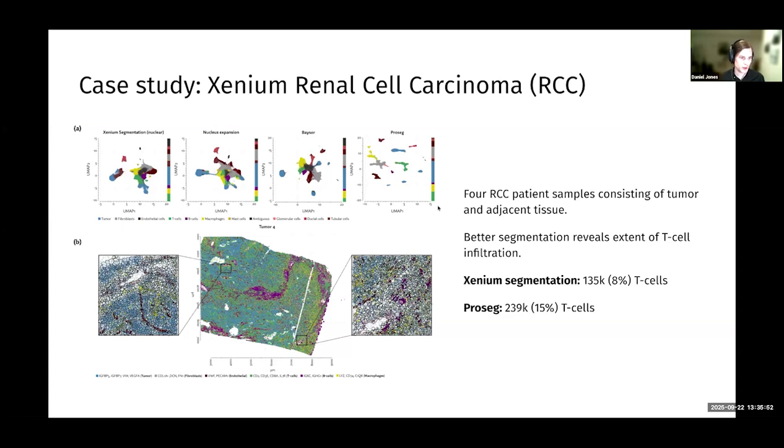So yes, we have a much cleaner UMAP. We're able to better separate these very distinct cell types. And like the neutrophil example, we have basically twice as many T cells that we're able to recover through better segmentation than what we were given with the Visium segmentation.